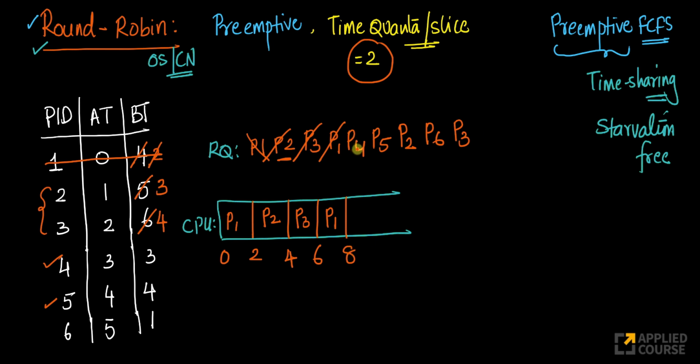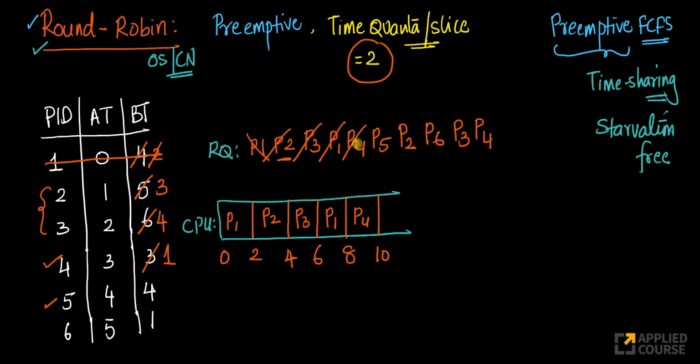Now, what is the next process? P4 is the next process, right? P4 gets the CPU for two units of time because the time quanta, the time slice here, is 2 seconds. So P4 still has 1 more second of compute required. Since it still has some more compute to perform, P4 adds itself to the very end of the queue. Till now everything is cool.